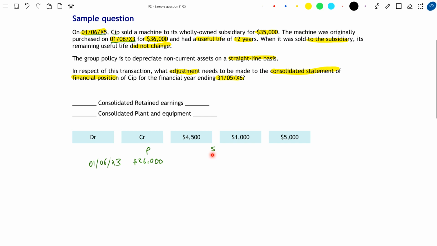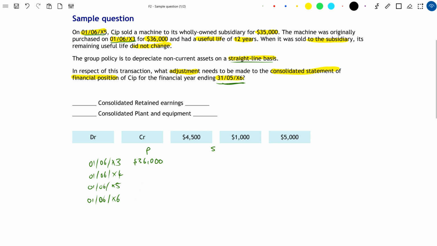What happens to non-current assets? Each year they are depreciated. We're using the straight line basis. Let's do a little calculation, because what we are trying to find is the carrying value of this asset one year later in X4. We'll do the same for X5, and then for X6 as well, because that's the end of the financial year that we're looking for. We want to see how the value of this asset has changed due to depreciation over these 4 years.